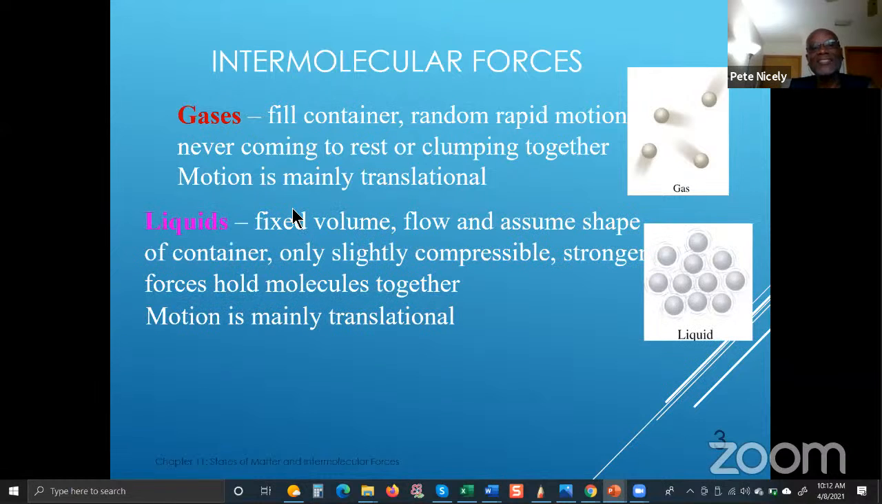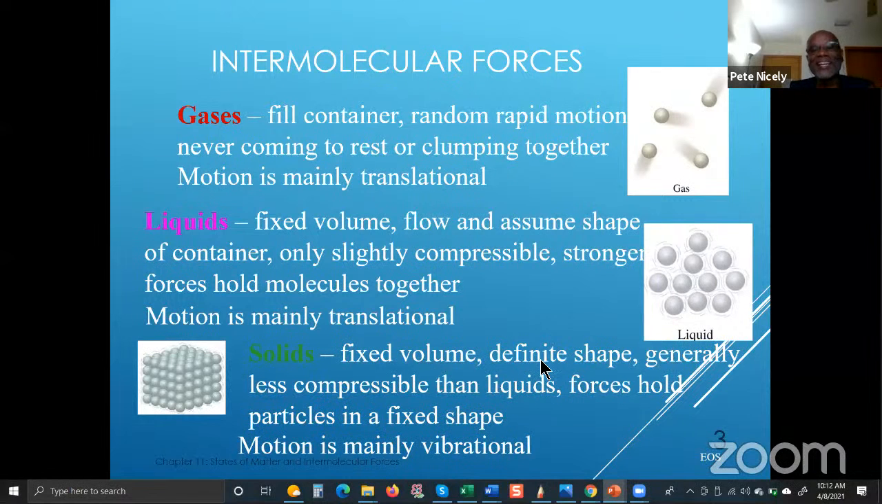Now, in the case of liquids, they tend to be less energetic. They move more slowly, and they basically rub against each other as they move, or slide against each other as they move. Their motion is mainly translational, but again, their trajectory can be affected by the occasional bumping into each other. Because of these characteristics of the liquid state, they tend to have a fixed volume, and they tend to flow and assume the shape of the container that they're in. So that's basically what happens in the liquid state.